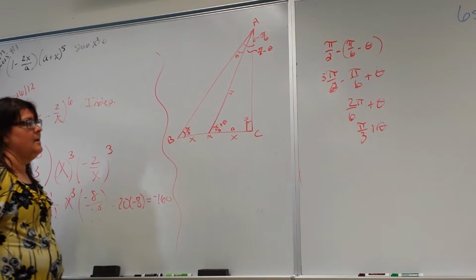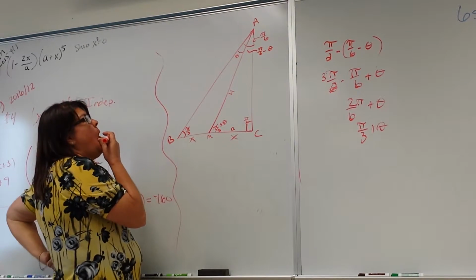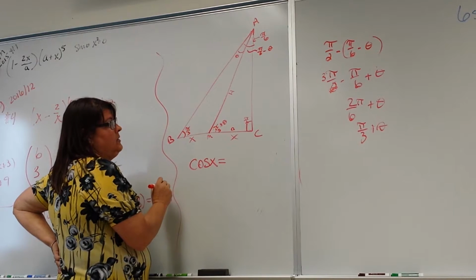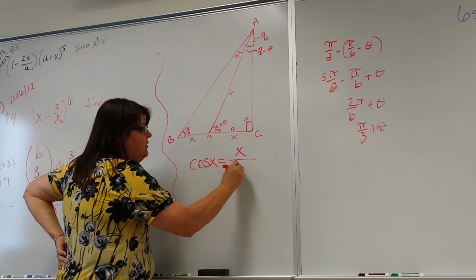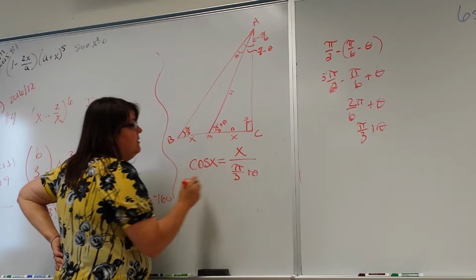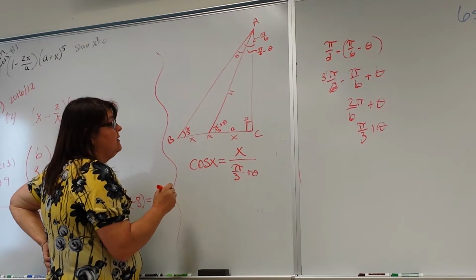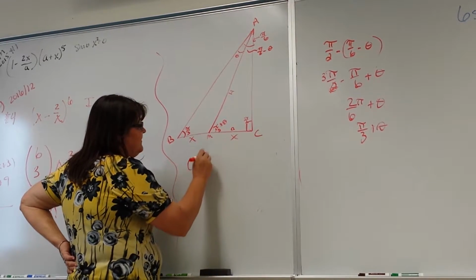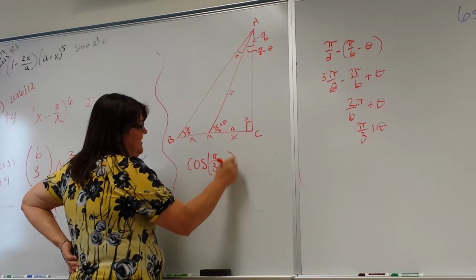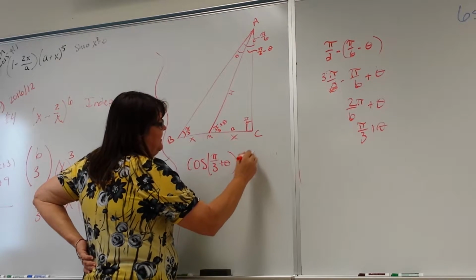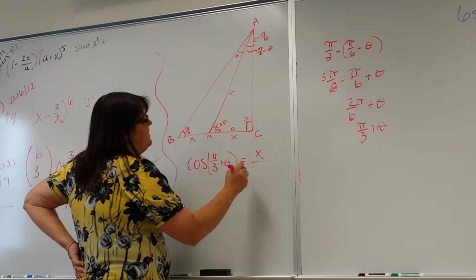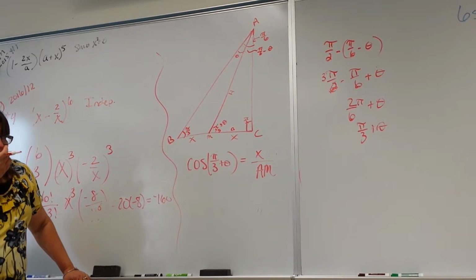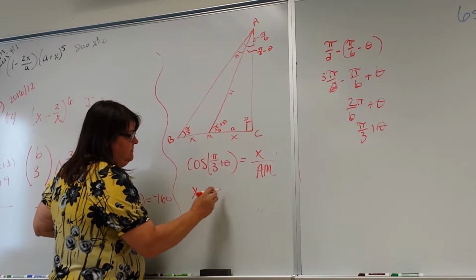Tiers do happen, but okay, here we go. So cosine of pi over 3 plus theta is equal to adjacent, x, over AM. Even if you're making up another variable, don't use one that's already there, please. It's x sub 2. And then AM is what we're solving for. So AM is equal to x over cosine of pi over 3 plus theta.